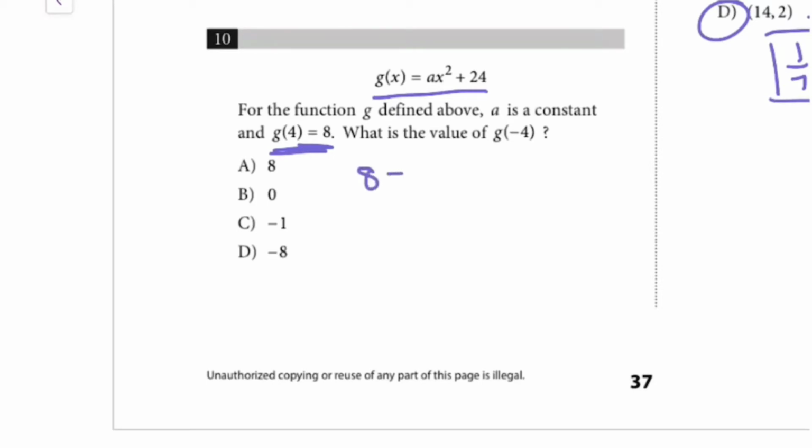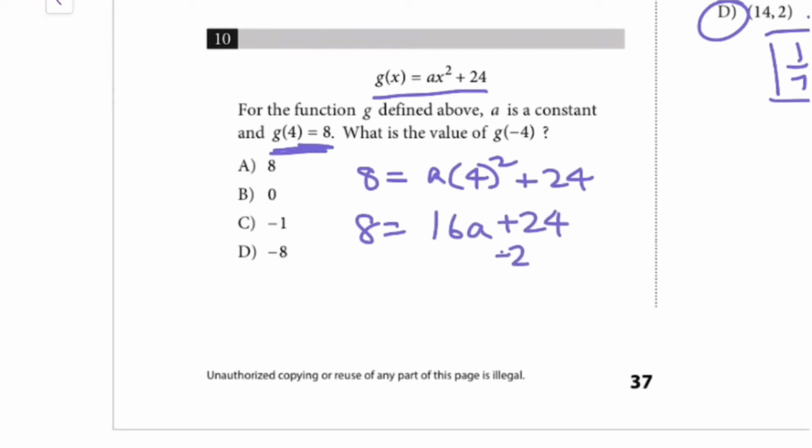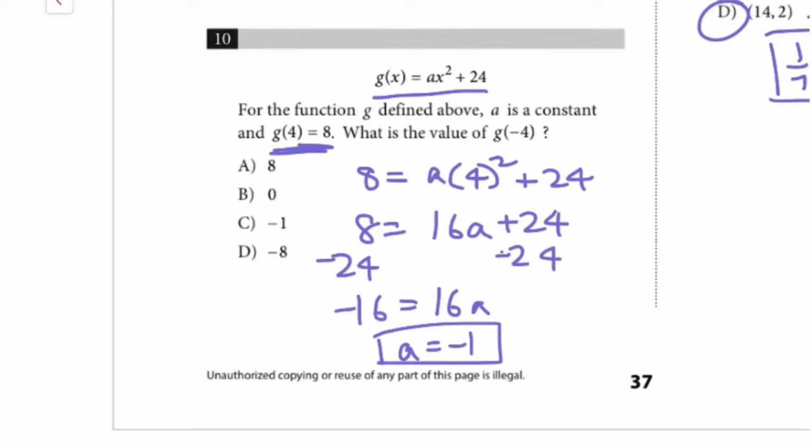So 8 equals a times 4 squared plus 24, which gives me 8 equals 16a plus 24. I subtract 24 on both sides, and I get negative 16 is equal to 16a. So my a is equal to negative 1. So what my equation actually is, g of x, or y, is equal to negative x squared plus 24.